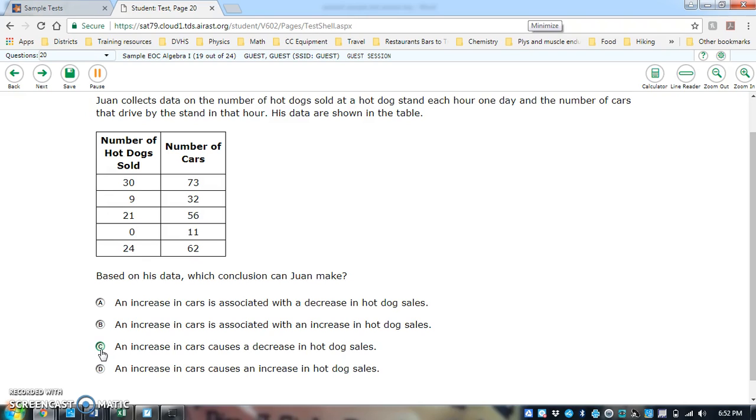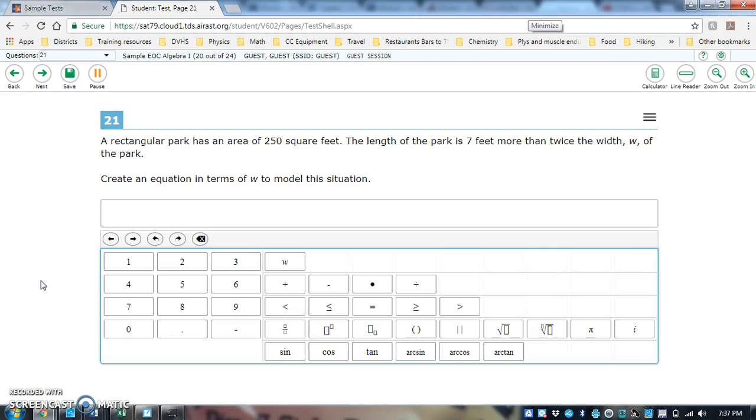Well, that's a question. Do we know for sure what's going on, or are they just simply associated with one another? And it's hard to say that an increase in cars causes an increase of hot dog sales. It could, but it might not. But we do know that when Juan saw an increase in cars, he did see an increase in hot dog sales. So we can say that those are associated. And that would be our answer.